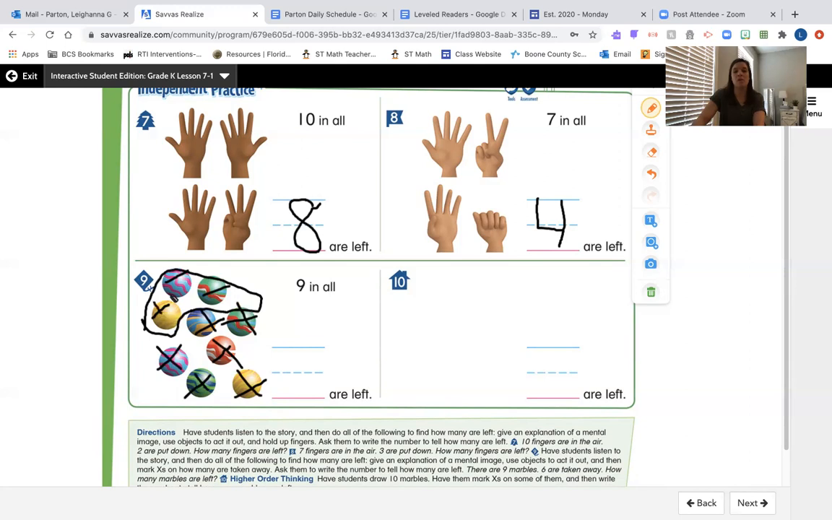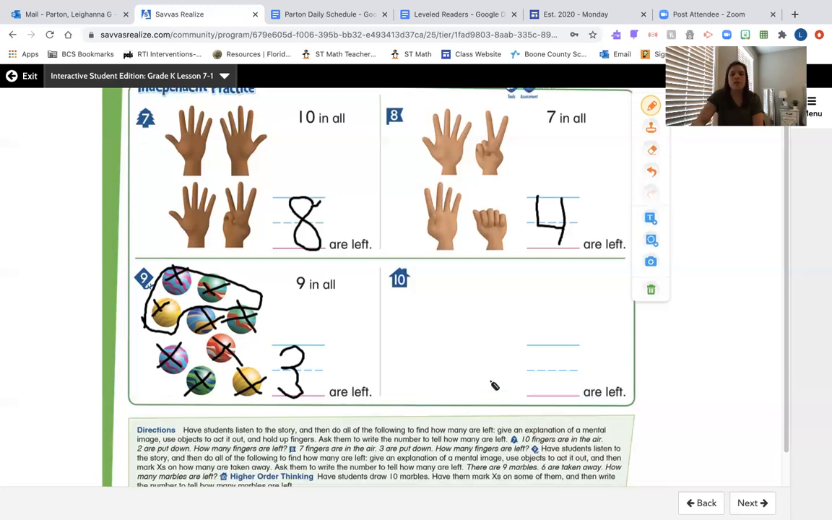Now let's count. 1, 2, 3. Good. So if I have 9 marbles, 6 are taken away, how many are left over? 3 left over. Good. So on the line, write your 3. My 3 looks kind of funny.